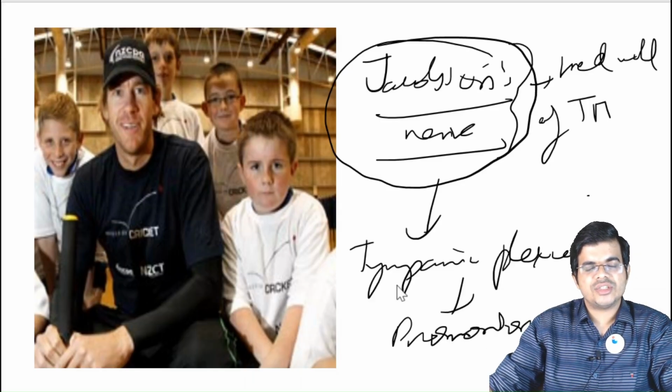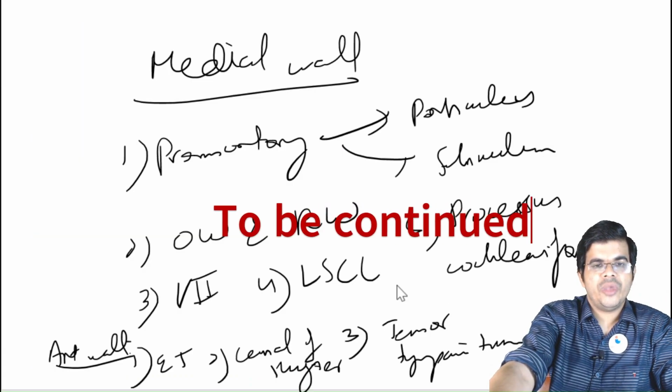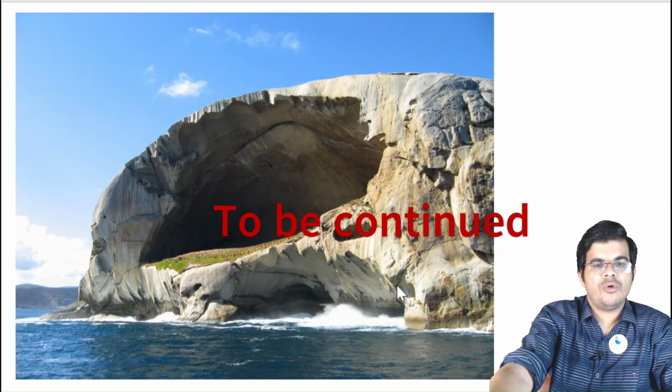So these are the various structures that you see on the anterior wall, medial wall, posterior wall, and the floor.